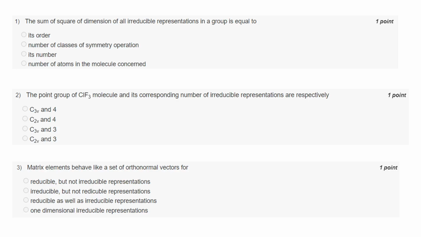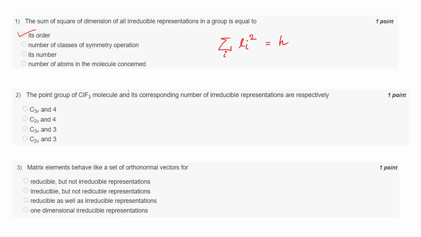Now the week 7 assignment, it's actually easy, right? Let us do this. Sum of the square of the dimension of all the irreducible representations. So the sum over i of the square of the irreducible dimension l_i squared. This is h, your h. So it's the order, right? Not the classes, not the number of atoms in the molecule.